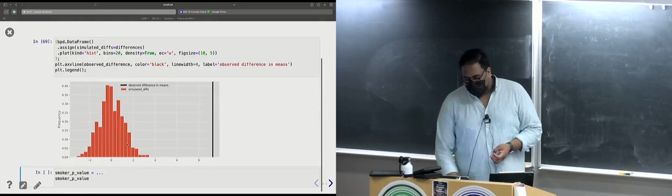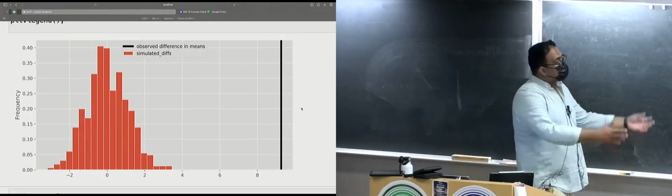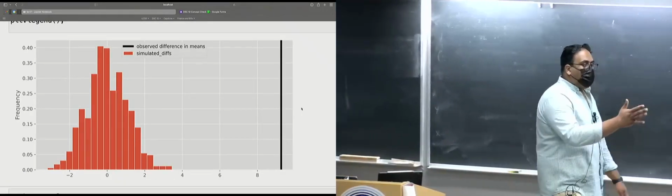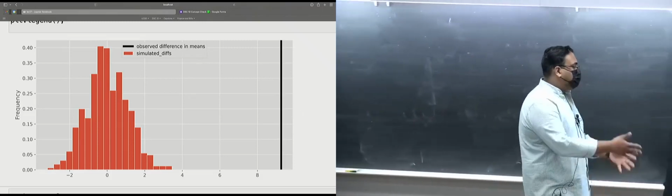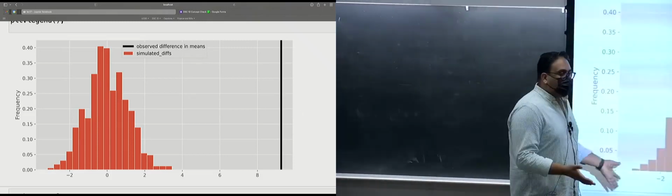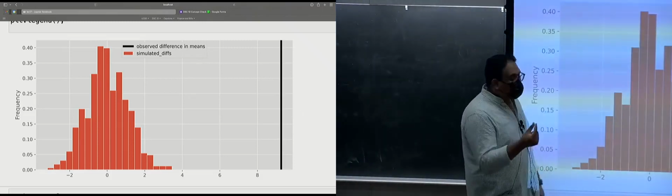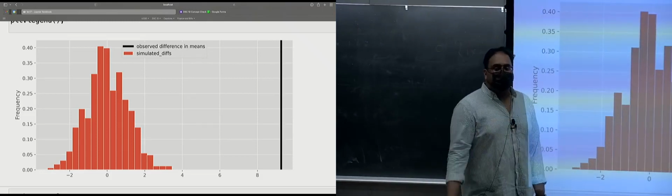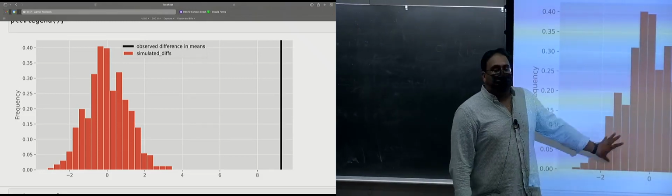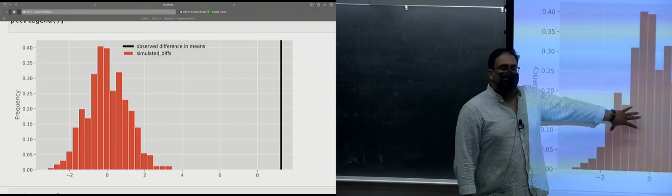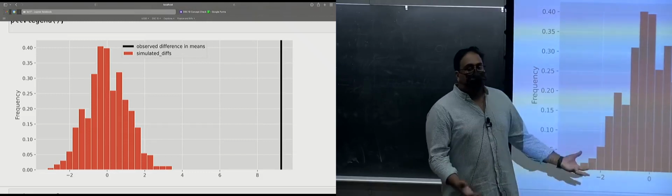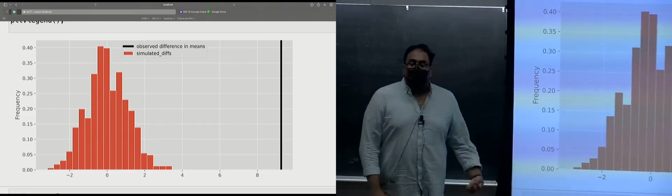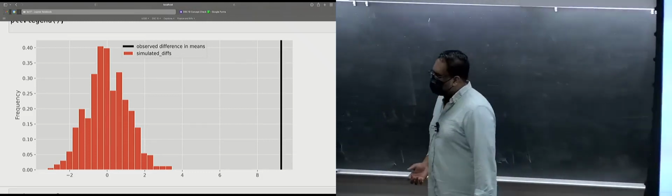And then, again, once we come up with this distribution, the next step is to look at where our observed test statistic is and compare it to that distribution. And again, in this case, it seems like that observed difference we saw here, 9.26 ounces, is way larger than anything we ever saw under the null hypothesis. So here it doesn't seem like the weights of smoking and non-smoking babies come from the same distribution.